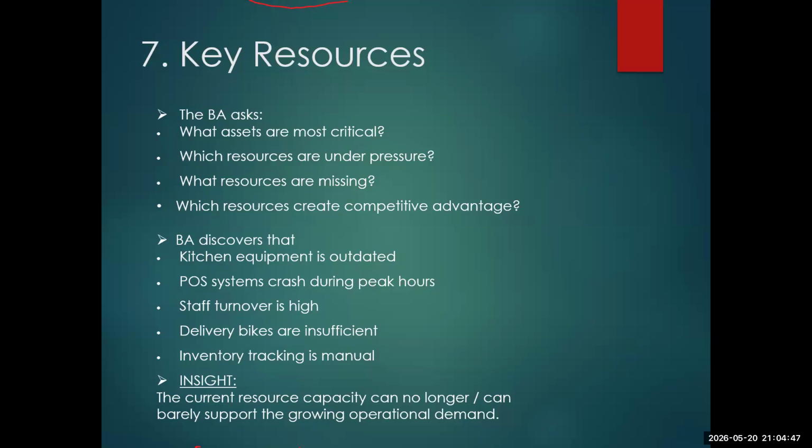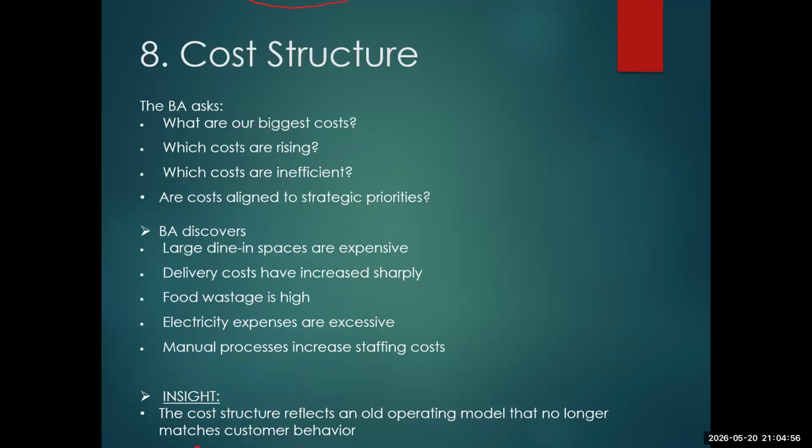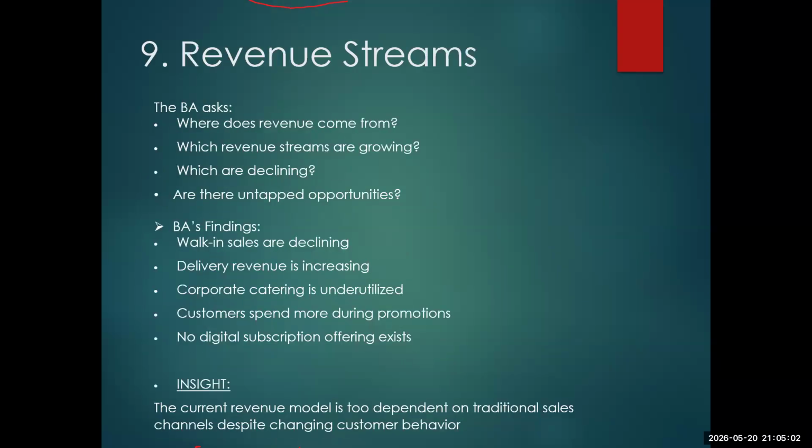All right. So on this, you would also draw insights. The resources that are currently on the ground can no longer, or are barely, supporting the growing business. It's not working. And then there's cost structure in the same way. Again, there's revenue streams. What would the BA ask for revenue streams?